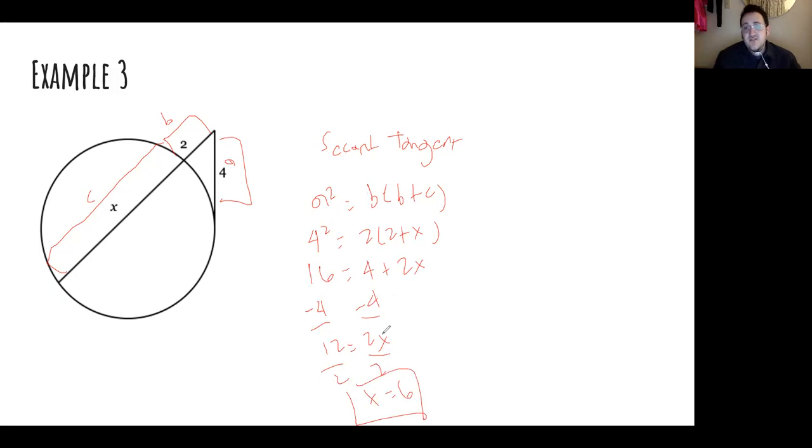So I really suggest for all these problems, just start with the theorem first. Start with that setup. And then just make sure that you are reading the information from the diagram and solving for x just as they are asking you to.